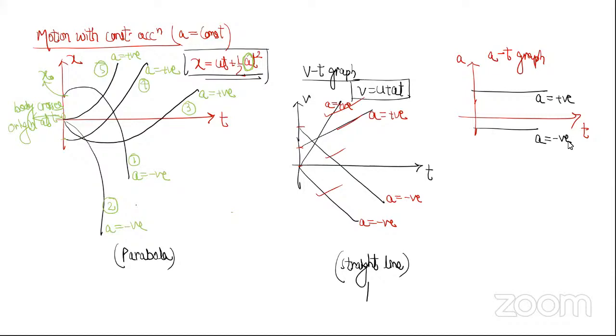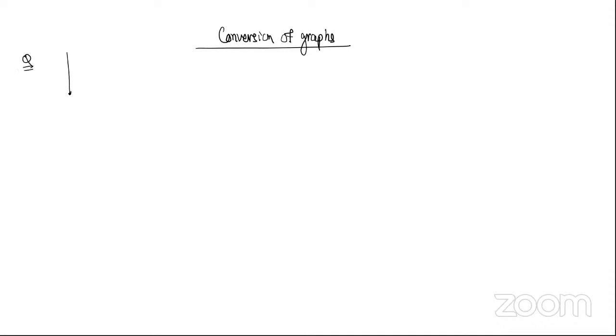Yes, sir. So next we will solve some very important questions. These are questions related to conversion of graphs. I will give you one graph and you should know how to find information and plot the other graph. So write down next one, conversion of graphs. If you can solve these questions, that means you have understood this topic. So first, I am giving you a VT graph. The VT graph is like this.